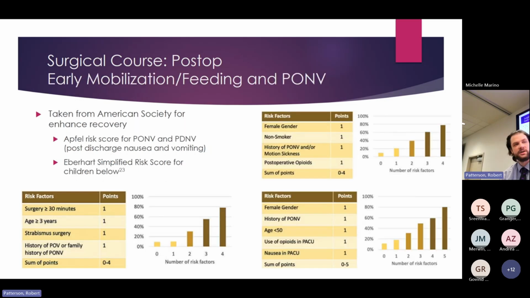So I just wanted to kind of quickly review. Most of us know this. So on the right side, there's the Apfel risk score for post-op nausea vomiting and then post-discharge nausea vomiting. To the bottom left of the slide, we have the risk factors for children.